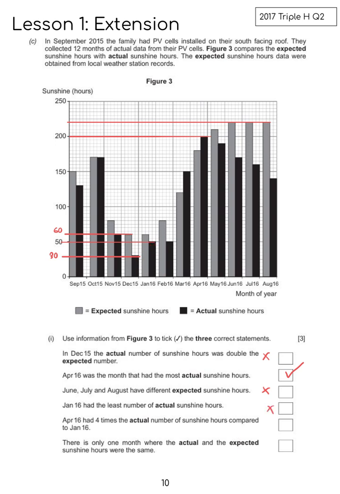So we can tell these two are going to be true, but we might as well check. April 16th had 4 times the actual number of sunshine hours. So we have a look at April 16. It's got 200 compared to, it says Jan 16, 50. That is 4 times. So that's true. And there's only 1 month where they're the same, and that is October 15. They are the same.